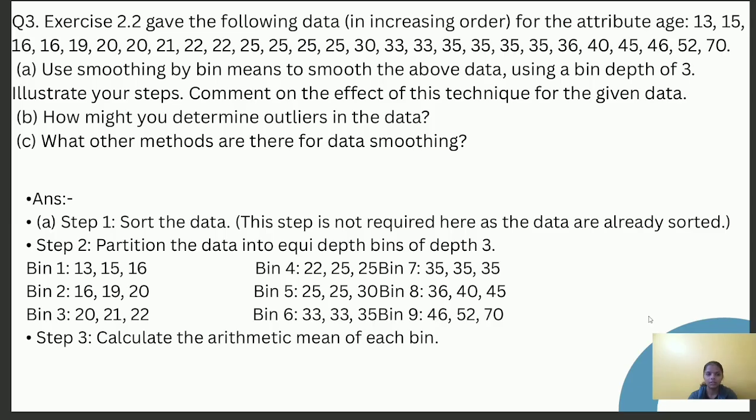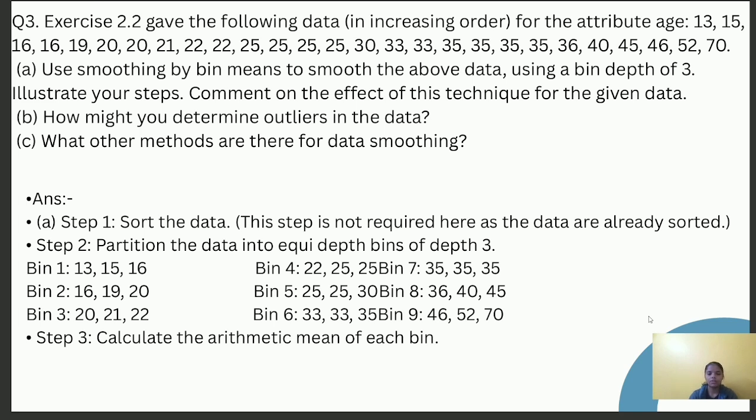Now question number three. Here the exercise gives the following data in increasing order for the attribute age. Here the data is given in increasing order. First we have to smooth the above data using smoothing by bin means, with a bin depth of 3. Illustrate your steps, and comment on the effect of this technique for the given data. In the second part, how might you determine the outliers in the data? In the third part, what other methods are there for data smoothing?